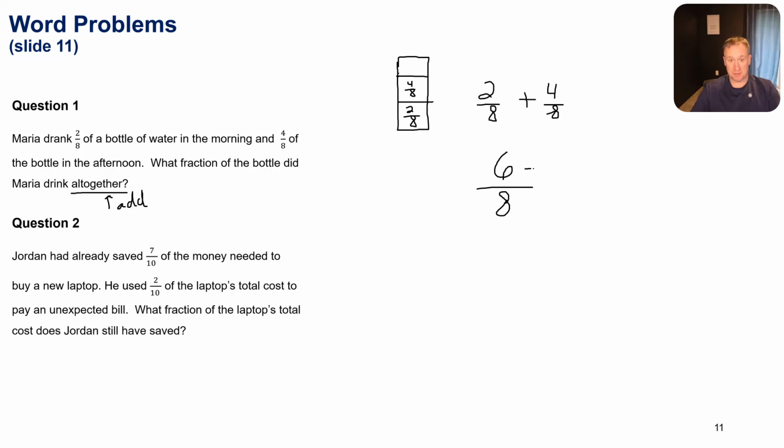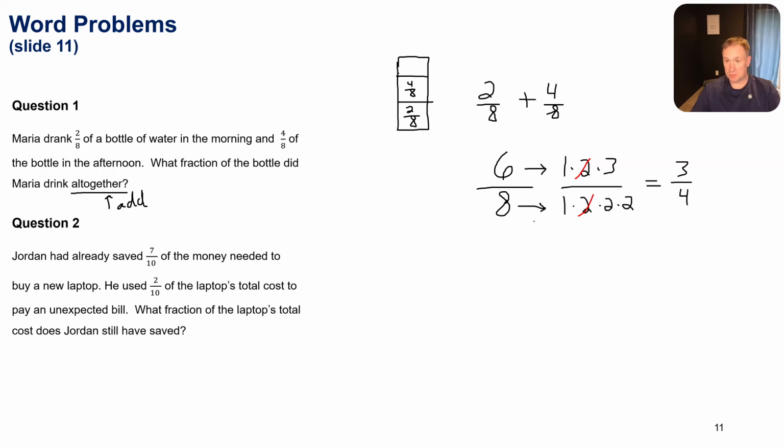6 over 8 can be simplified, right? If I was to write the prime factorization of 6 and 8, what I see here is 6 can be written as 1 times 2 times 3. 2 times 3 is 6. 8 can be written as 1 times 2 times 2 times 2. So in other words, we have a common factor of 2 that we can eliminate here. We have this 2 and this 2. So really what we then have here is 1 times 3 is 3. And 1 times 2 times 2 is 4. So 6/8 reduces down to 3/4.